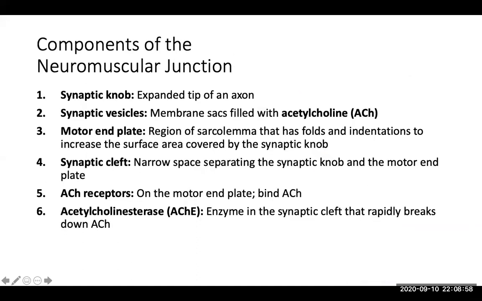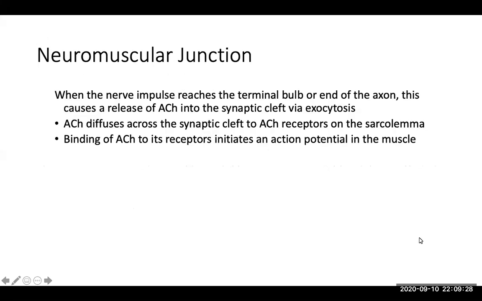Components of the neuromuscular junction: there's a synaptic knob, which is the expanded tip of that axon nerve branch. Synaptic vesicles will be filled with acetylcholine, which is the neurotransmitter that'll be released, that will travel through the motor end plate and the synaptic cleft, and they will bind to the acetylcholine receptors. Acetylcholinesterase is an enzyme that rapidly breaks down acetylcholine to stop that impulse from happening.